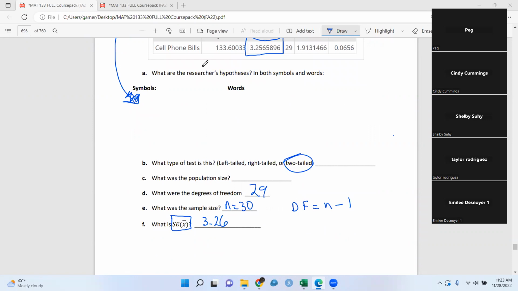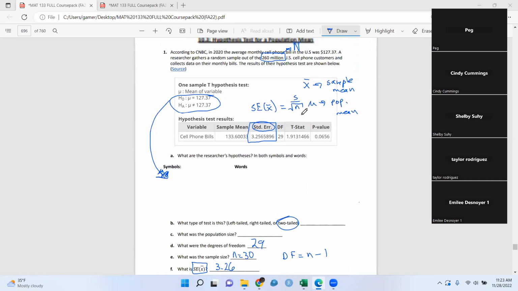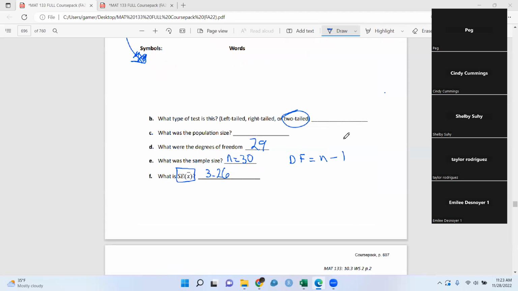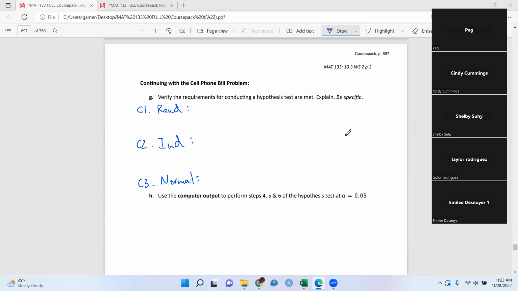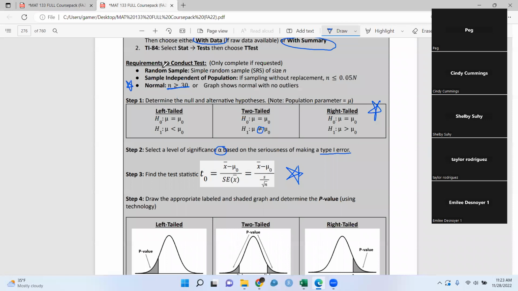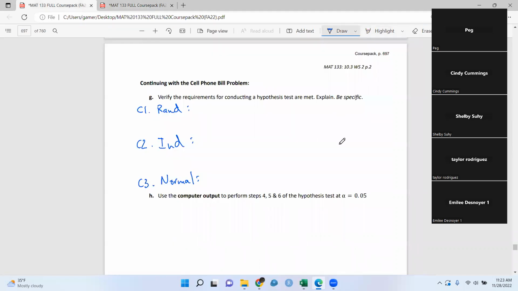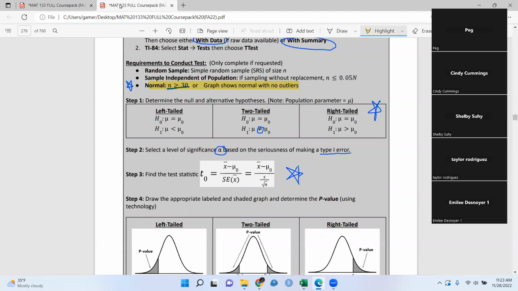Taylor, is that good for what you need to see? For normal on this one, is it the n times? Oh, wait, no, it wouldn't be that. No. Oh, n greater than 30. Okay. Nice, good. Turns out it's greater than or equal to, so it works. There we go.